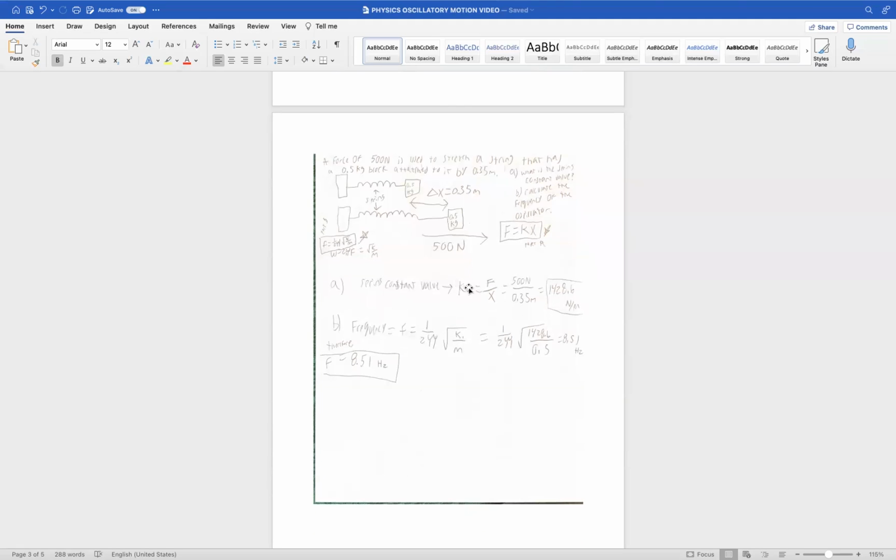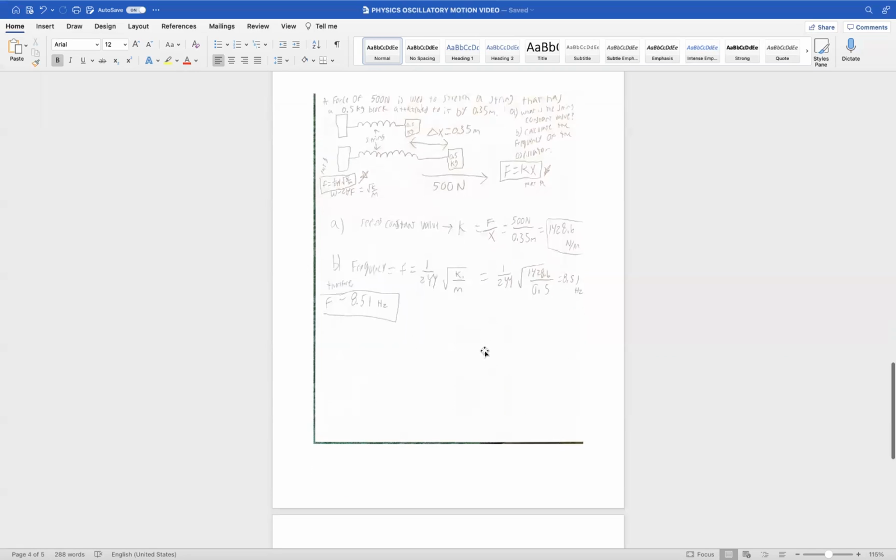So whenever I plug and chug, the spring constant value is 500 newtons over 0.35 meters, and that comes out to 1428.6 newtons per meter for the spring constant value. And the frequency is 1 over 2 pi times the square root of k over m, and this equals 8.51 hertz for the frequency. So that answers those questions.